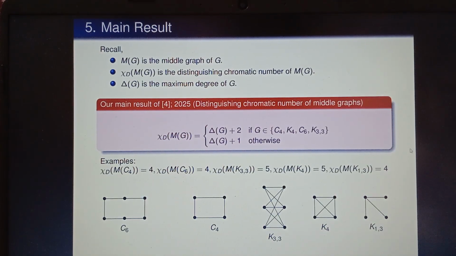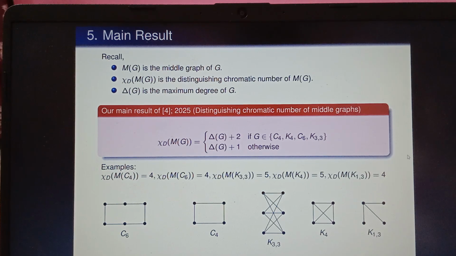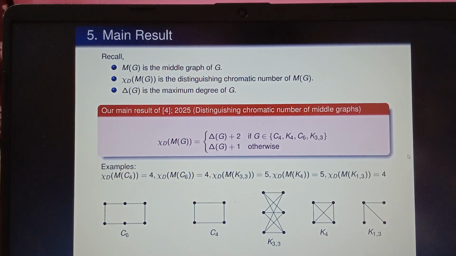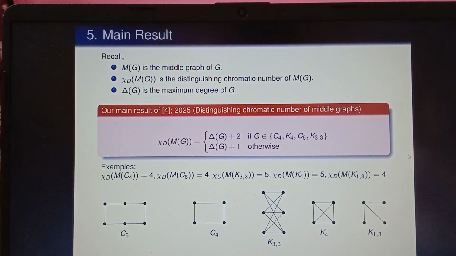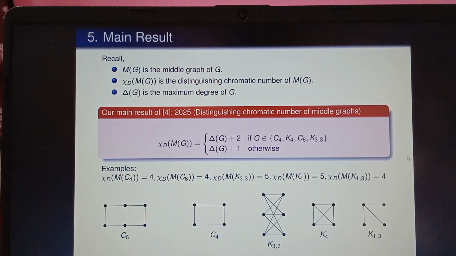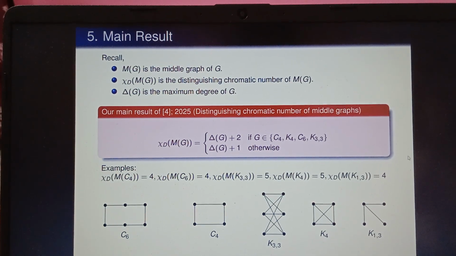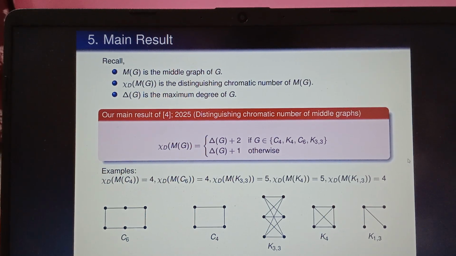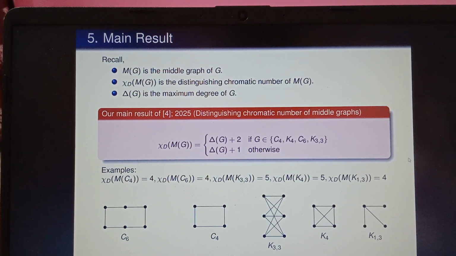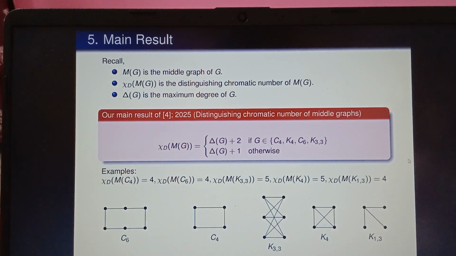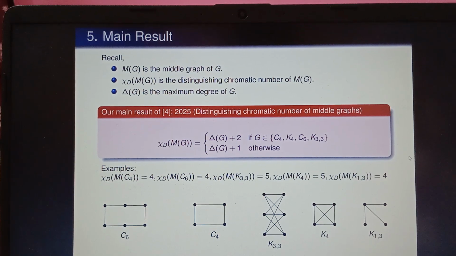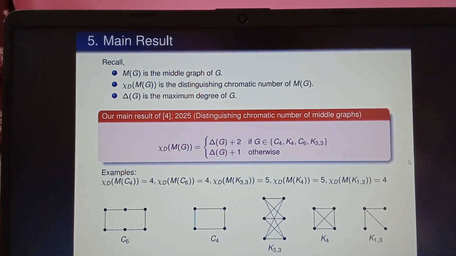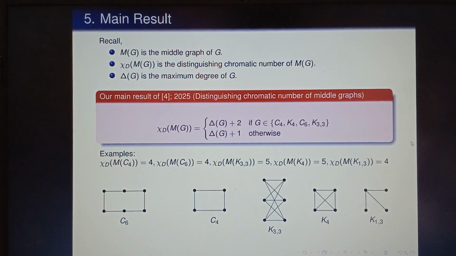Next, we will discuss the main result. So recall, M(G) is the middle graph of a graph G. χ_D of M(G) is the distinguishing chromatic number of the middle graph M(G), and Δ(G) is the maximum degree of G. Our main result from 2025 states that the distinguishing chromatic number of the middle graph M(G) is Δ(G) plus 2 if G belongs to {C4, K4, C6, K3,3}. These are 4 special graphs. Otherwise, the distinguishing chromatic number of the middle graph M(G) is Δ(G) plus 1.